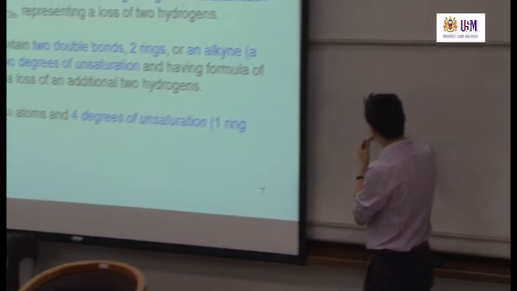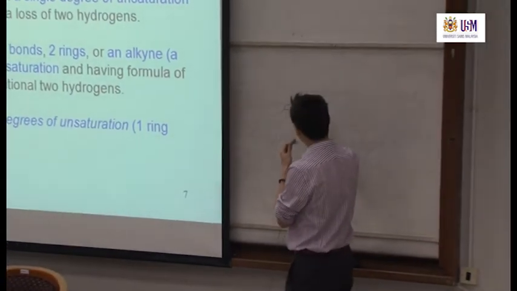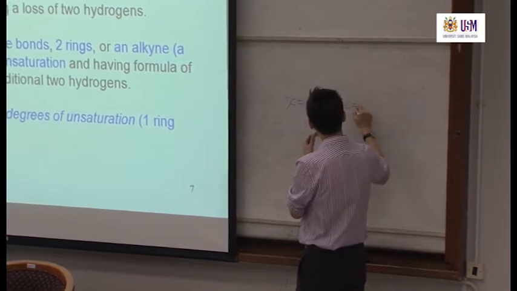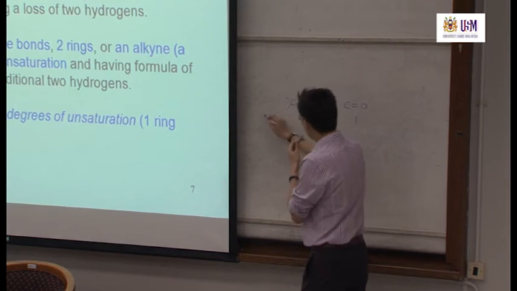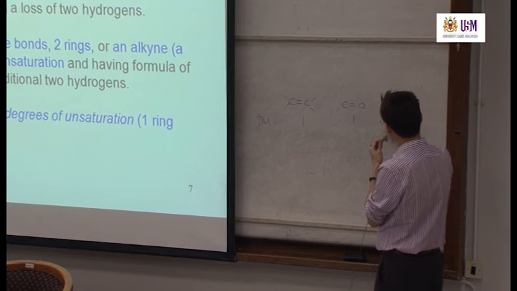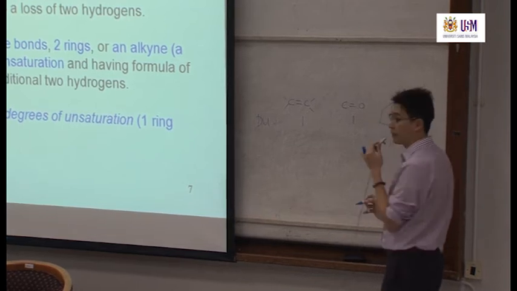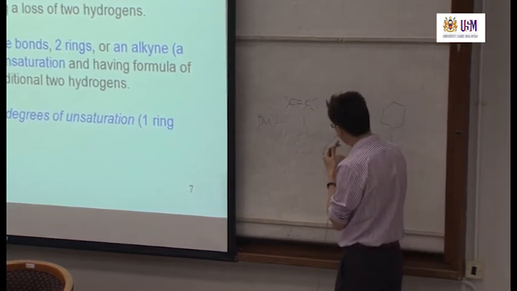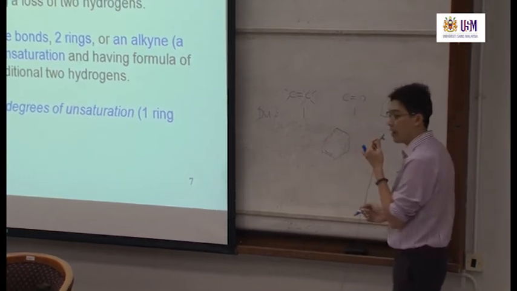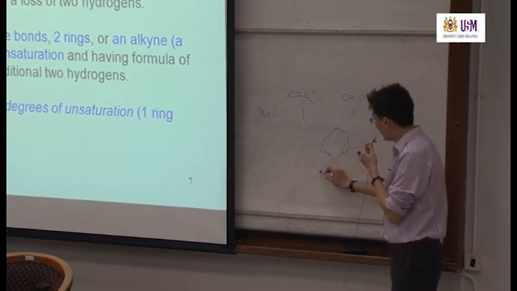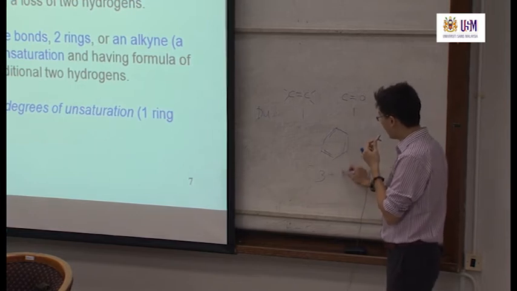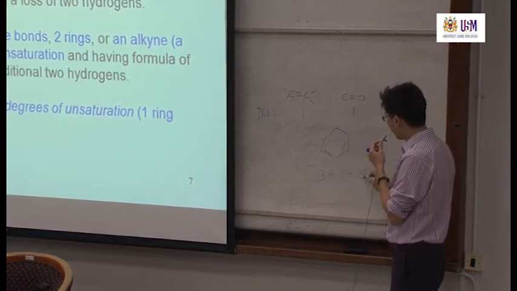We know that if you have C double bond C, the degree of unsaturation is 1. If you have C double bond O, the degree of unsaturation, DU, is also 1. If you have a cyclic, the degree of unsaturation is also 1. How about benzene? 1, 2, 3. How many double bonds do you have in this compound? 3. How many rings? 1 ring. So the degree of unsaturation for benzene is 4.